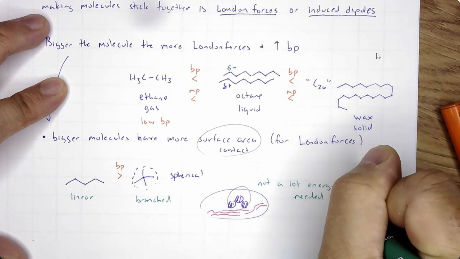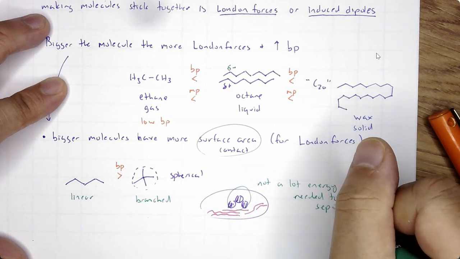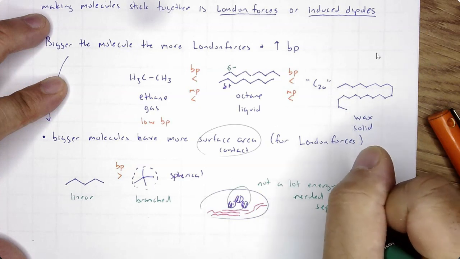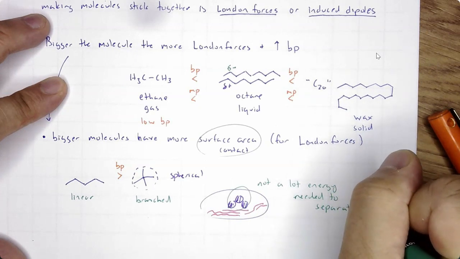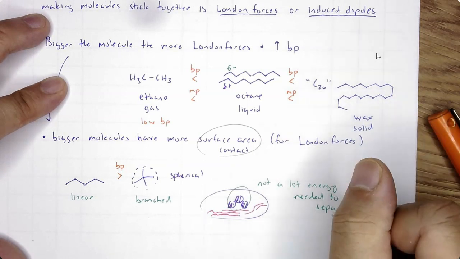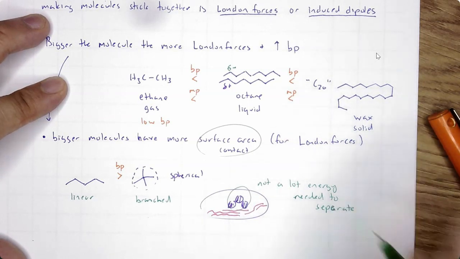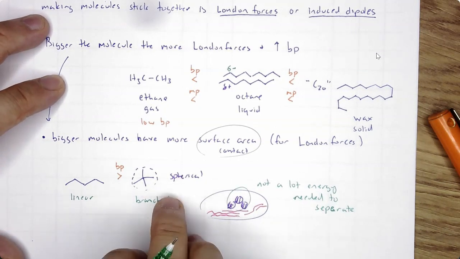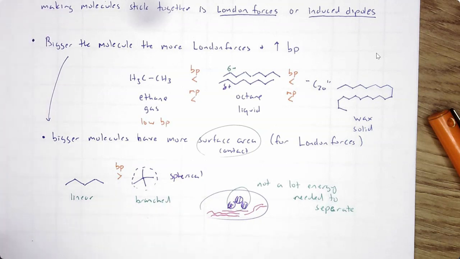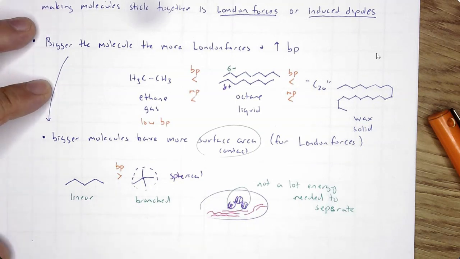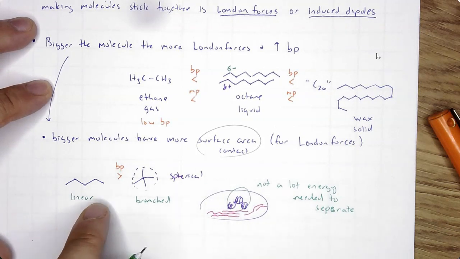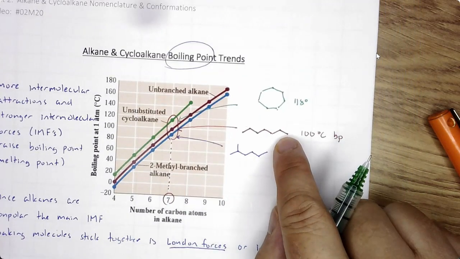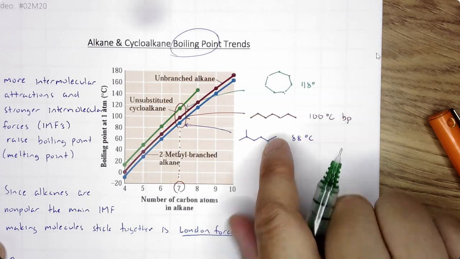to separate. That's the idea of boiling, right? You're separating the molecules to get them into a gas. Anyway, so spherical molecules have less surface area contact with each other, which means that if you extend that thinking, linear has a higher boiling point than branched. It takes more energy to separate linear molecules than branched molecules.